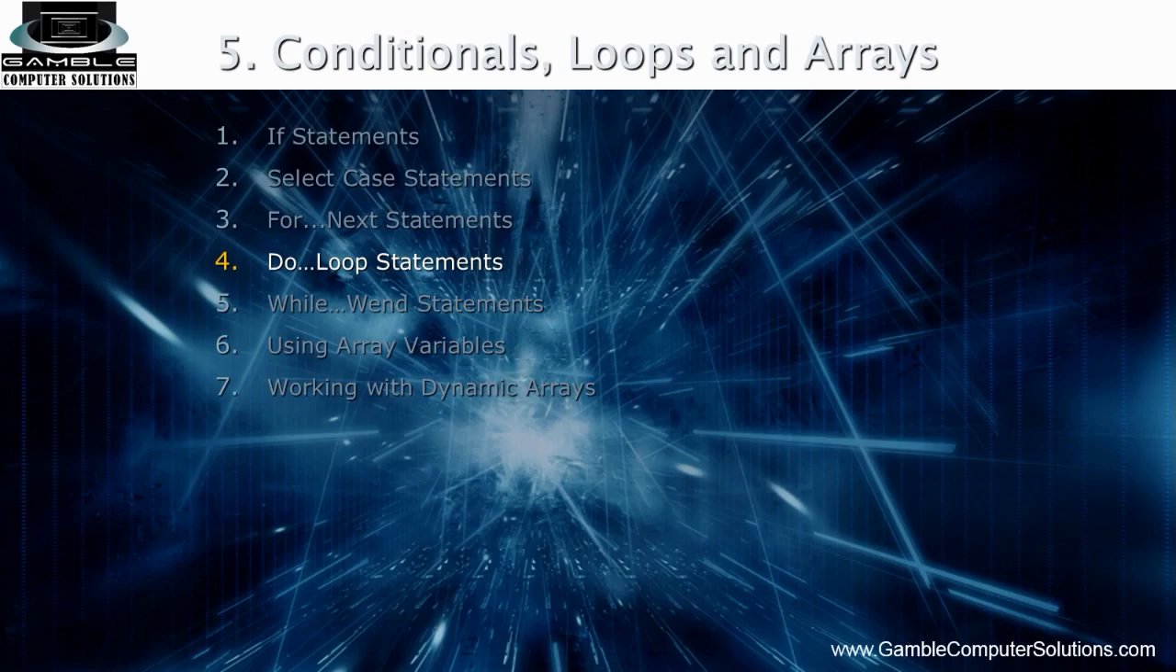As well as using a counter to control looping, it's also possible to use a condition. In VBA there are two structures which allow this conditional looping. In this video we'll look at the first of these, the DoLoop structure.